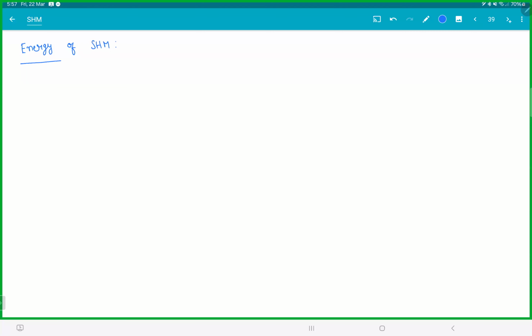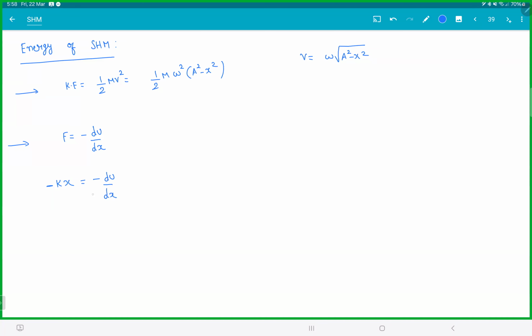Energy of an SHM. Now, straightforward. First thing, the kinetic energy is half mv square. And we know the velocity, so it is half m omega square times a square minus x square. Second thing, we know F is equal to minus du by dx. This comes from work, power, energy. And F is nothing but minus kx, the restoring force. So du is kx dx.